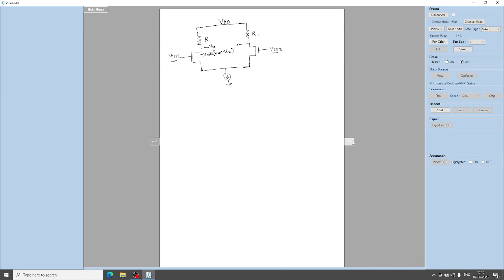And similarly you have VO2 which is taken at this node. You see, this is VO2 which is given by minus GM, because both the transistors will have the same W by L. If so, then GM is also the same, minus GM into R, the resistance is also the same, and V in 2 minus V in 1. This is the second output with respect to V in 2, right.